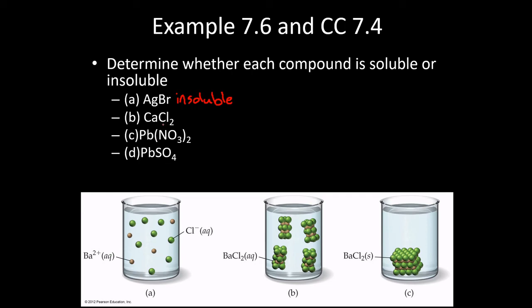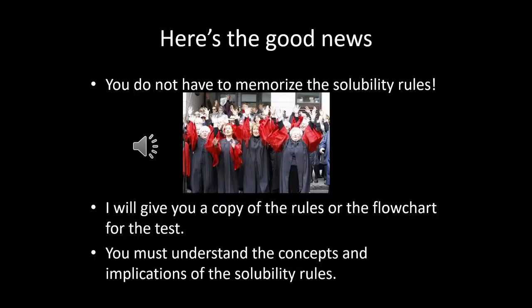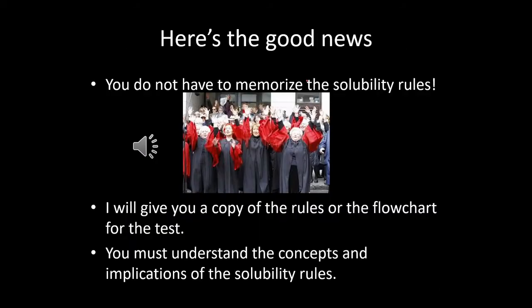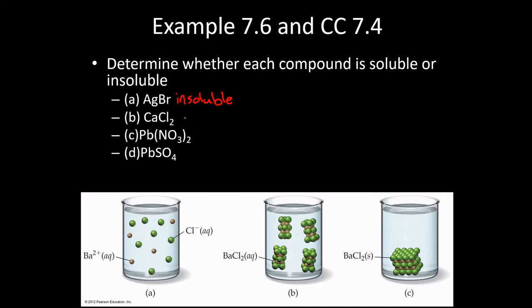Calcium chloride. So chloride is our anion. Chloride is generally soluble, and calcium is not an exception to that. So that means that we are going to have soluble here as our answer. Calcium chloride will dissolve in water. Lead nitrate is the next one. This one, I don't even have to go back and look at the table. I remember that nitrate is one of the anions that is always soluble, and there were no exceptions. So this is going to be soluble.